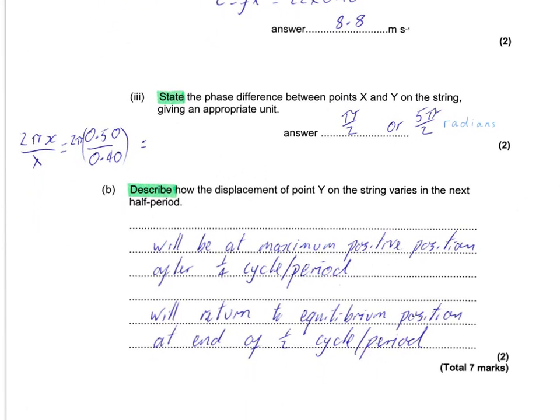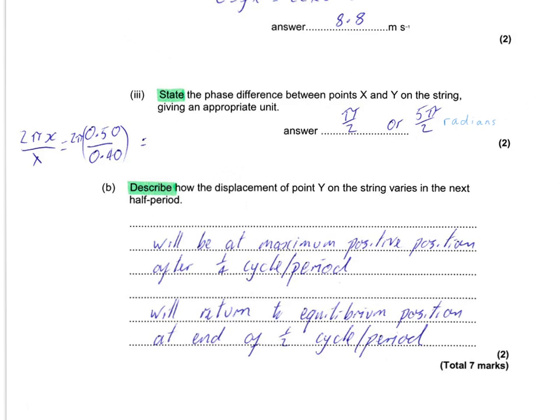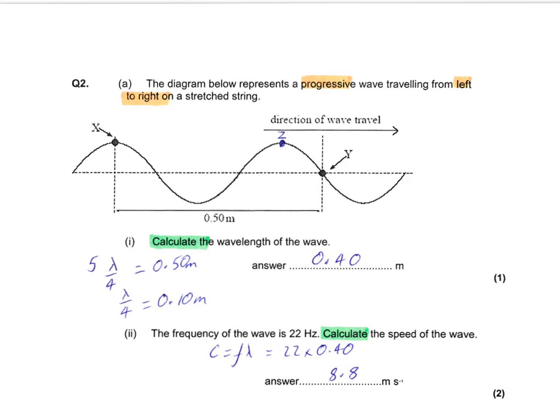Finally then, describe how the displacement of point y on the string varies in the next half period. So I'm looking at point y here. The wave's travelling left to right. The next thing that will arrive is the peak, which is currently at z, and then it'll return to the equilibrium position. That's actually a complete half cycle. So that's all we need to think about. It would in fact be a trough after that, and back to the equilibrium, then another peak.